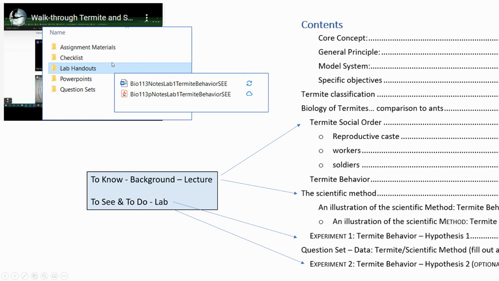Then for Bio 113, the key item you need to look at every week, the thing that drives the whole unit, is the lab handout. So start with the lab handout. The lab handout has two parts to it. It's got a lecture part and it's got a lab part. The to know part, that's the lecture part. The to see and to do part, that's the lab part. In the case of the scientific method, your lecture part has to do with the termite social order and the scientific method. Your lab part has to do with the experiment you're doing.